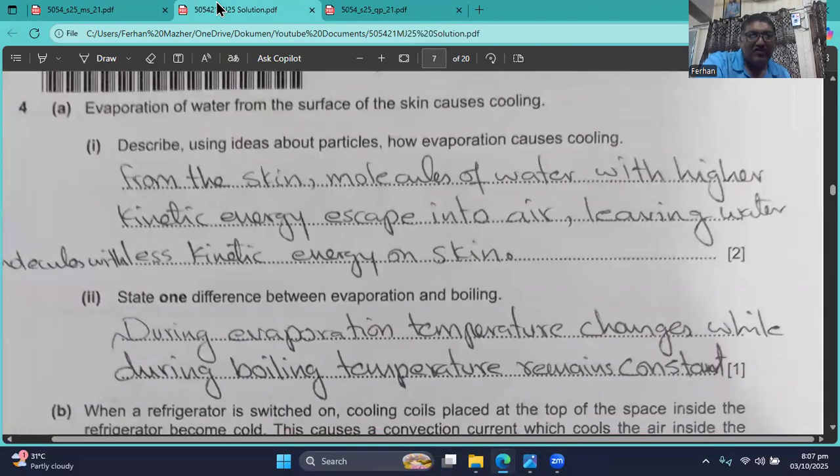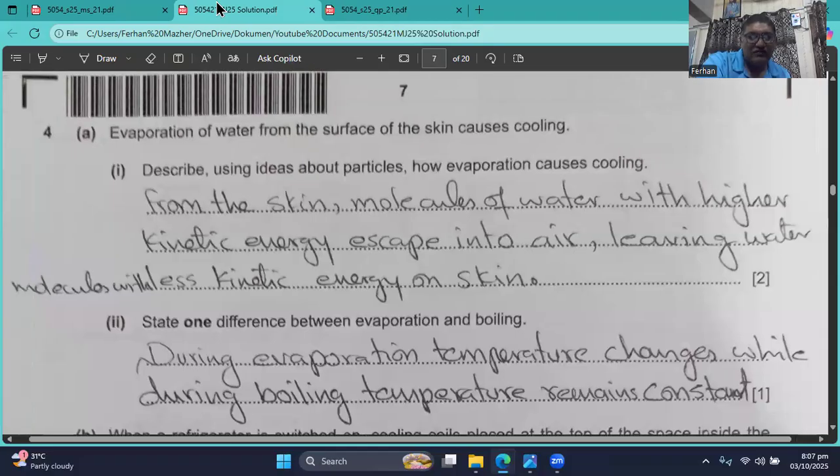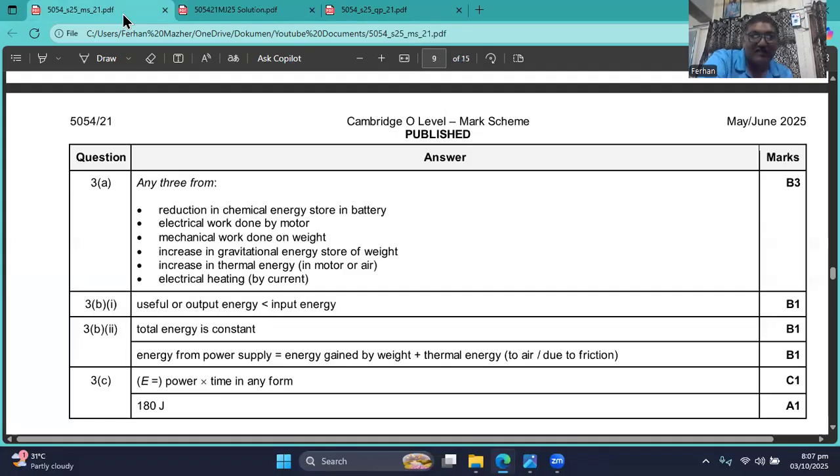So here we have question number 4A, first part's answer. From the skin, molecules of the water with the higher kinetic energy escape into air, leaving the water molecules with less kinetic energy on the skin. And this causes the drop of temperature in that water.